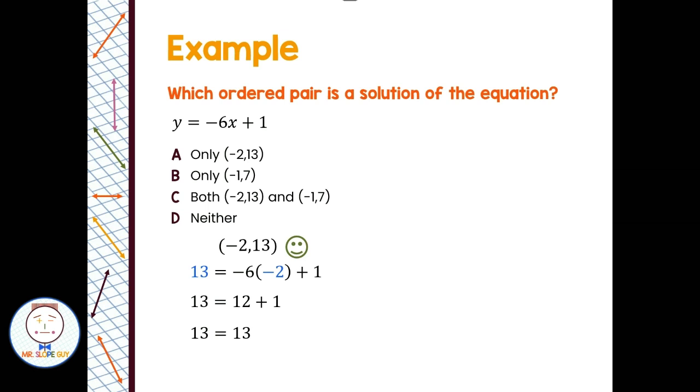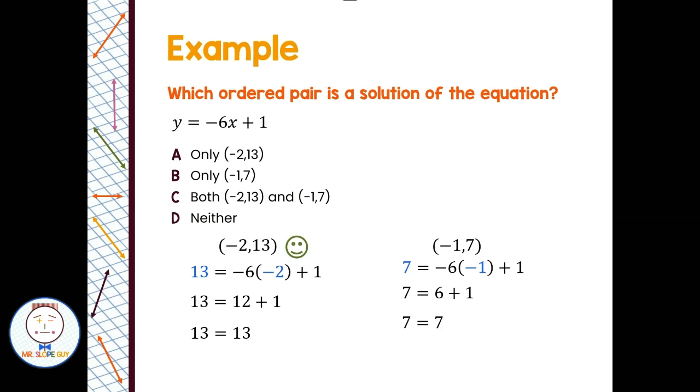The other point they gave us was (-1, 7). And we want to see, is that a solution? So let's plug in negative 1 for x and put in 7 for y. We're going to use substitution, put those in. So I have 7 equals negative 6 times negative 1 plus 1. Order of operations says we're going to multiply first. So negative 6 times negative 1 is positive 6. And 6 plus 1 is 7.